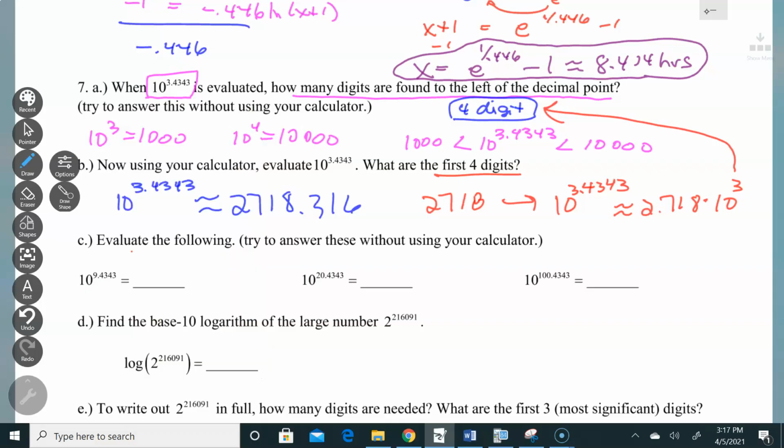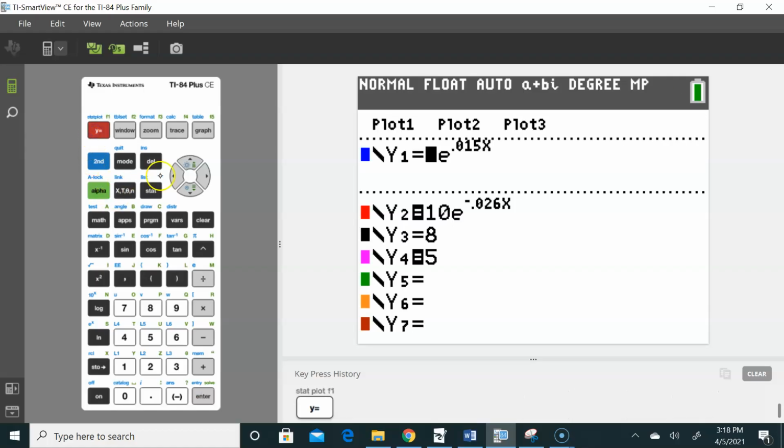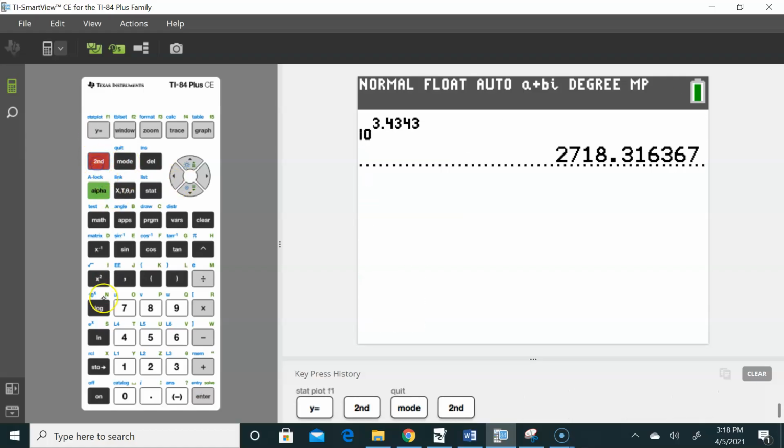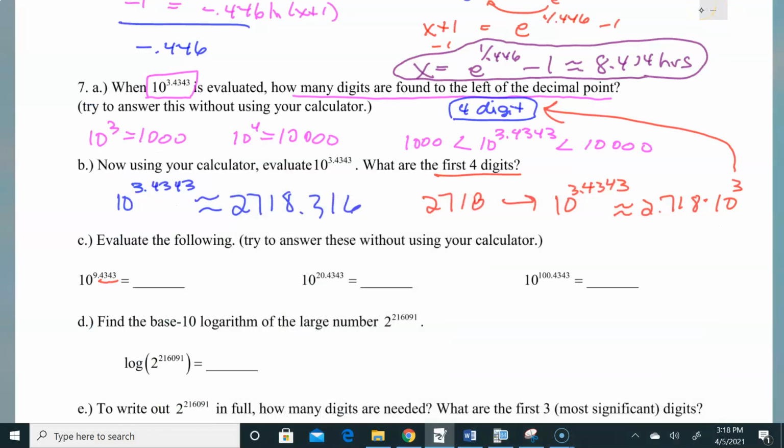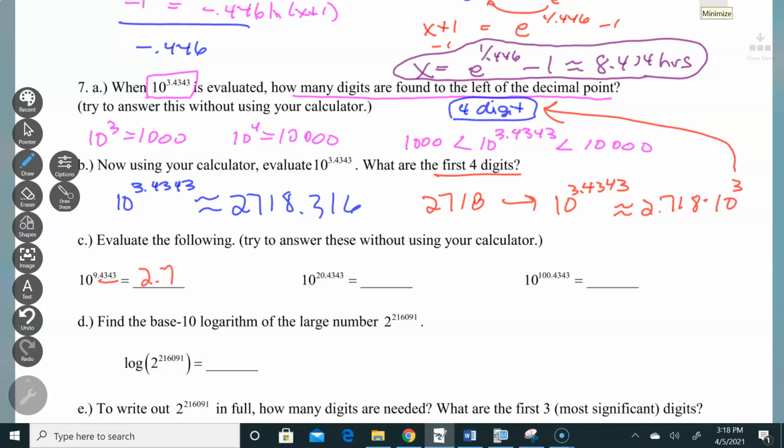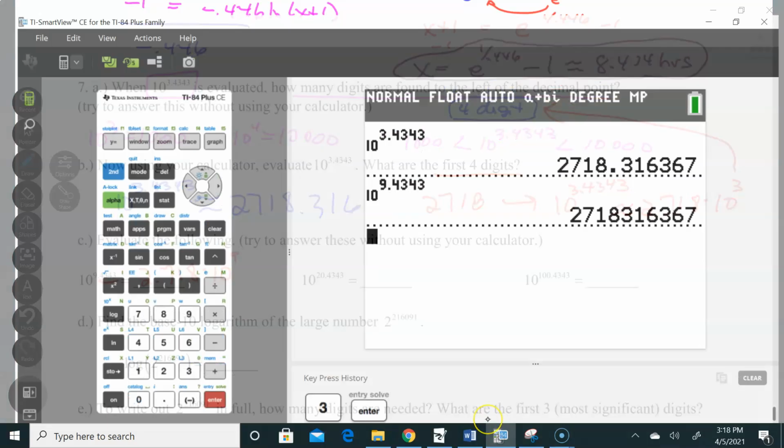10 raised to this, well, look at this. That 0.4343 is significant. I go to the calculator. 10 to the 9.4343. Look at that. I get those same numbers in the exact same order, except now this is a 10-digit number instead of a 4-digit number. So this really is 2.718 times 10 to the 9th. It's a 10-digit number.